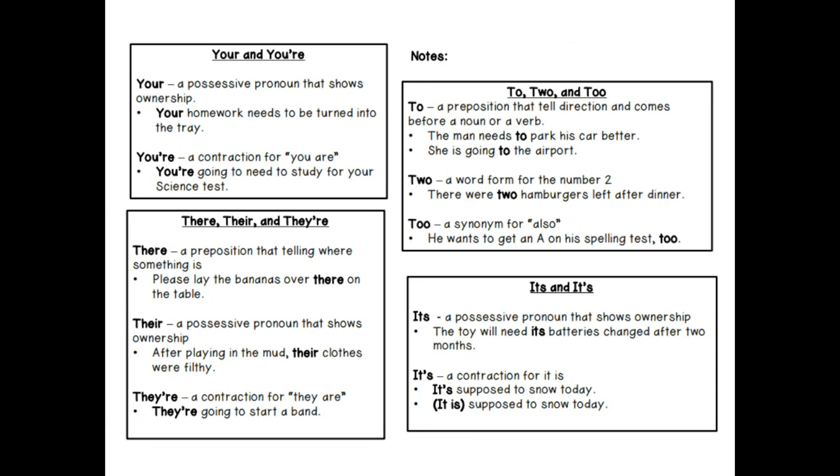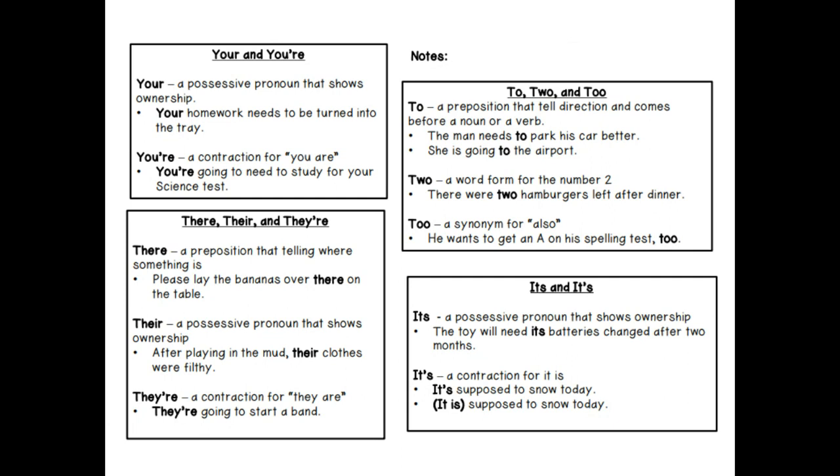All right, moving on to this top part, 2, 2, and 2. Okay, not talking about ballerinas and their tutus. These are three different homophones that mean different things. So to, a preposition that tells a direction. So the man needs to park his car better. She is going to the airport.